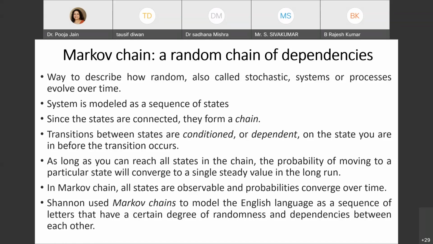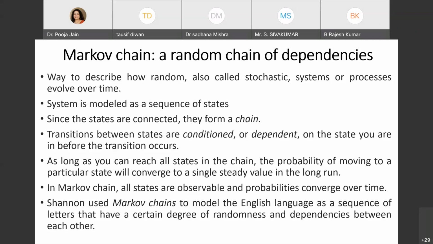In a Markov chain, all the states are observable. So what do we mean by this? In some problems, some states are there which are non-observable. You might have heard about the hidden Markov model, in which some of the states are observable, some of the states are non-observable. Those kinds of models come under the category of hidden Markov model. As of now, we are not considering that in today's lecture. So we will be talking about only observable states.